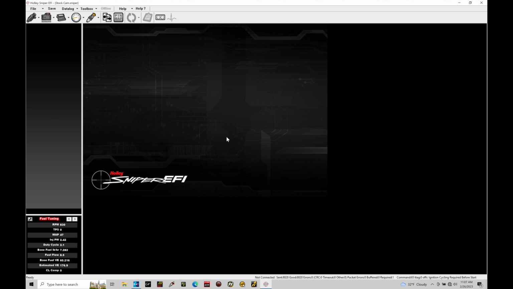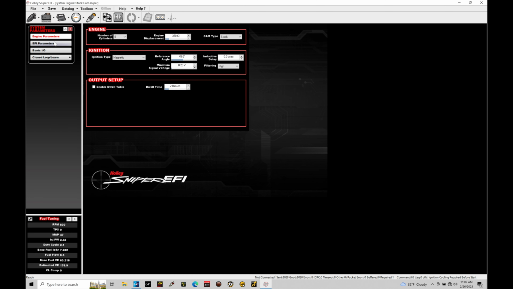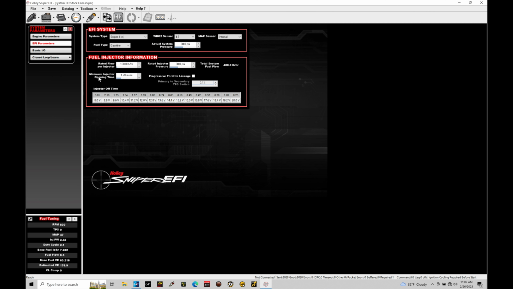So what we're going to do here in our Holley Sniper EFI software, you're going to have a calibration file open. It doesn't matter which file you have open. Let's jump up here into our system ICF icon up at the top, and we're going to move directly into our EFI parameters here under the programming information for both the EFI system and for the fuel injector information.